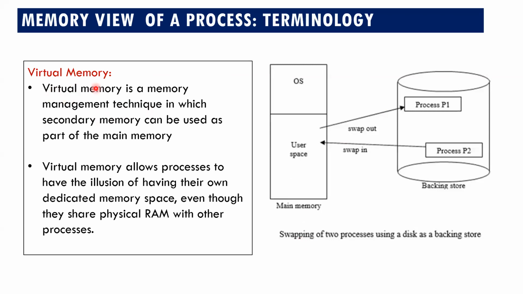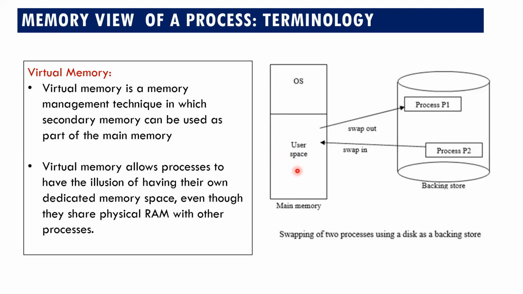And next term is the virtual memory. Virtual memory is a memory management technique in which the secondary memory can be used as part of the main memory. We all know that the process has to be stored in the main memory whenever it is in execution. And at any given point of time, there are multiple processes currently running.